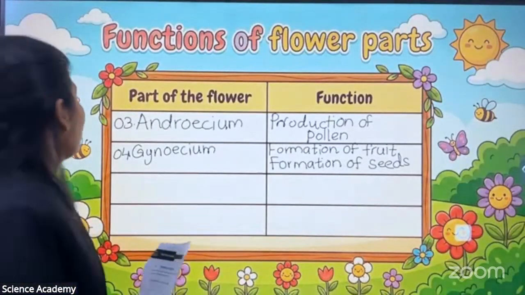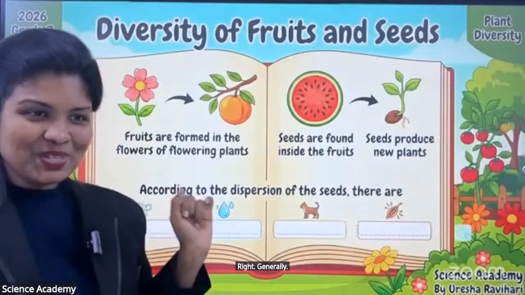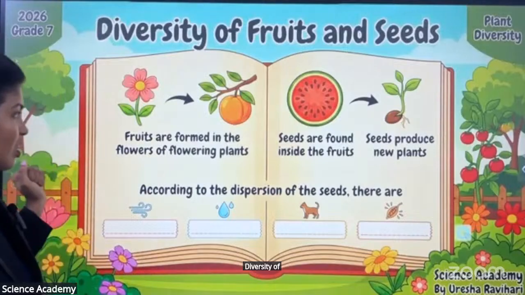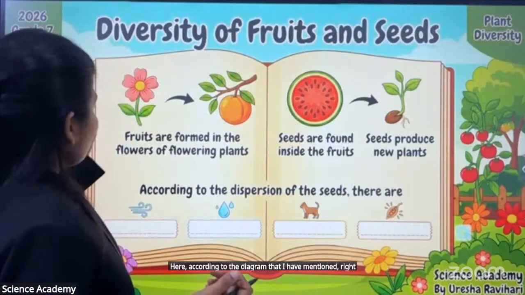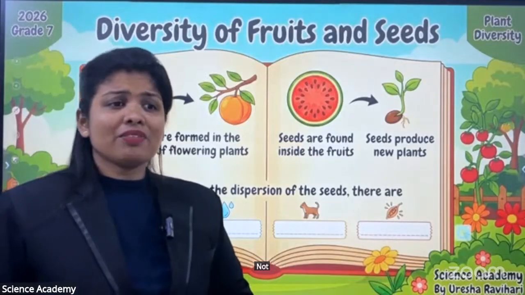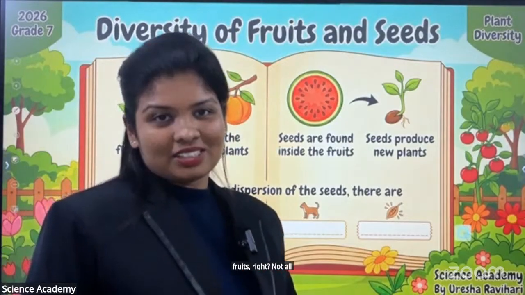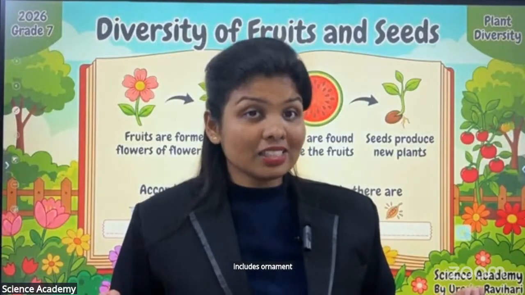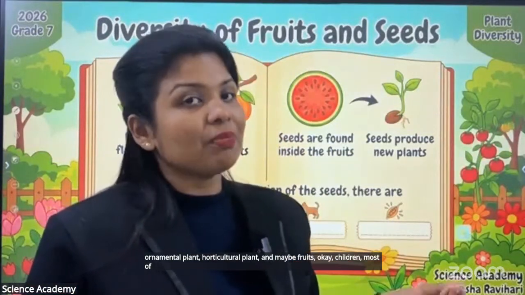Okay, children, we'll move on to the next. Now we're going to discuss diversity of fruits and seeds. According to the diagram that I have mentioned, fruits are formed in the flowers of flowering plants. Not all flowers give fruits. Ornamental plants, floricultural plants, do not give fruits. Most of the floriculture related plants.